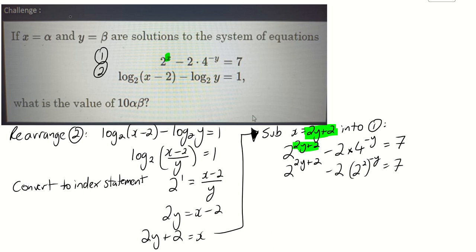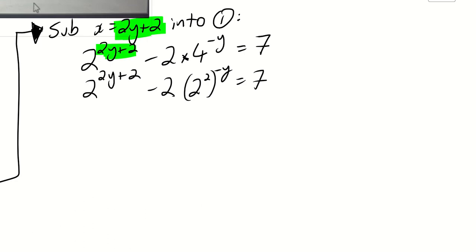Okay, and this will help me solve the quadratic exponential equation. So zooming in to focus on this task, I need to use the reverse of my index laws to get rid of that plus 2. So it's really multiplied by 2 to the power 2. See, if I add these powers, I get 2y plus 2. So I'm just going to split them up. And then minus 2 times 2 to the power negative 2y.